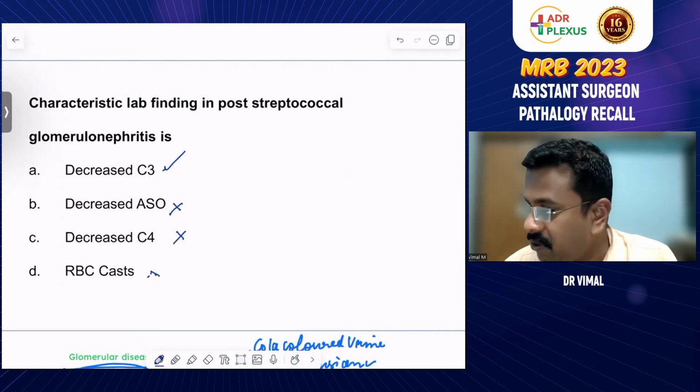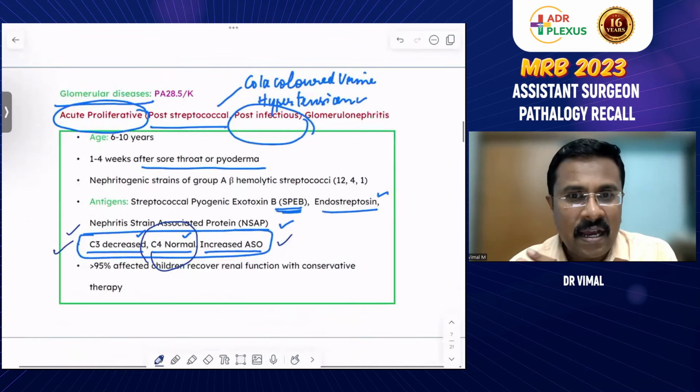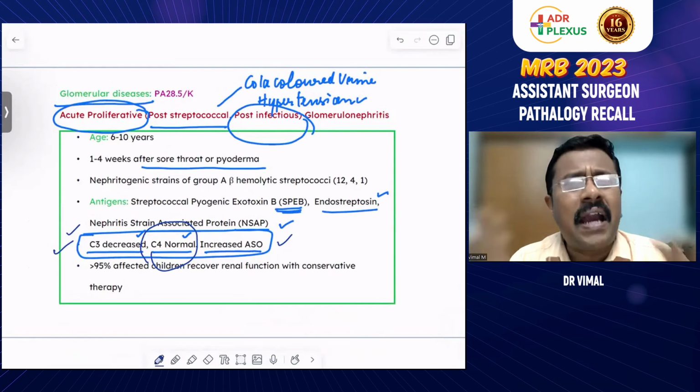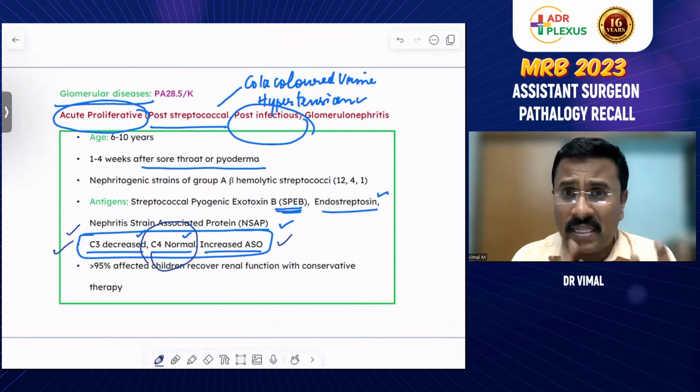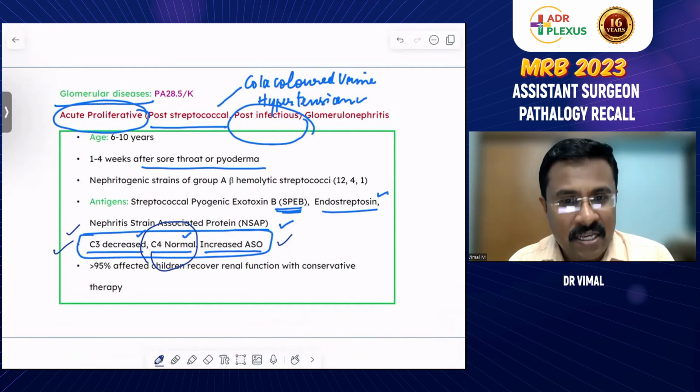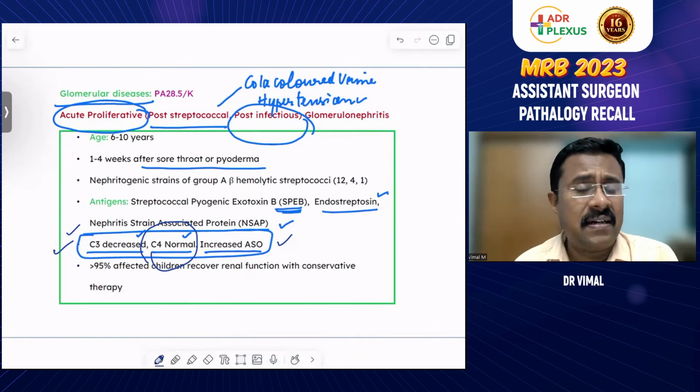As you can see from our notes, we have discussed in detail the cola colored urine seen in this condition, the age group of 6 to 10 years, and group A beta hemolytic streptococci, that is strains 12, 4, and 1. And what are the antigens, you remember, guys? That is the SPEB. What is SPEB? Streptococcal pyrogenic exotoxin B, endostreptosin, and nephritis strain associated protein. All these things we discussed, and you can see the exact words have been asked in this exam.